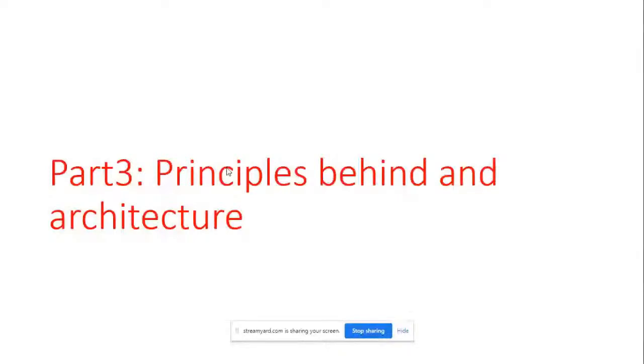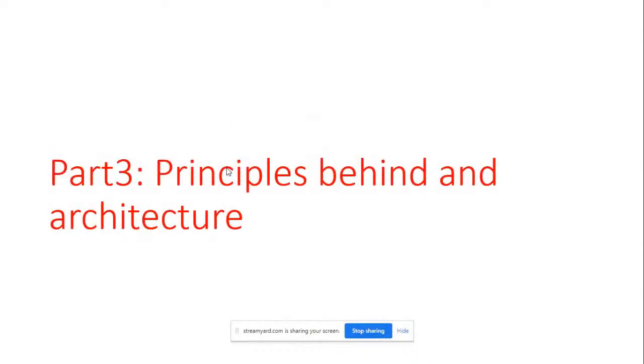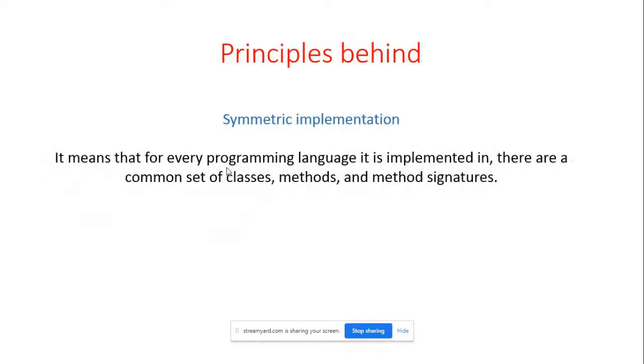So let's go now to the last part of our chat, and it's the principles behind and the architecture of this system. The main principle behind it is this symmetric implementation idea. What that means is that for every programming language in which this toolkit is implemented, I mean these 6 languages, there is a common set of classes, methods, and method signatures. That's what we saw before.